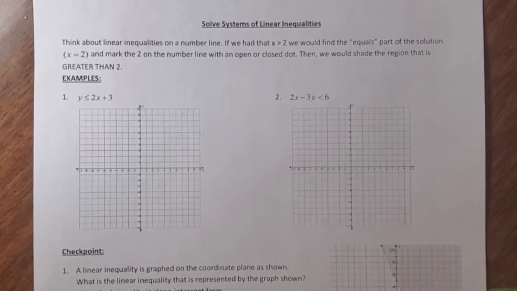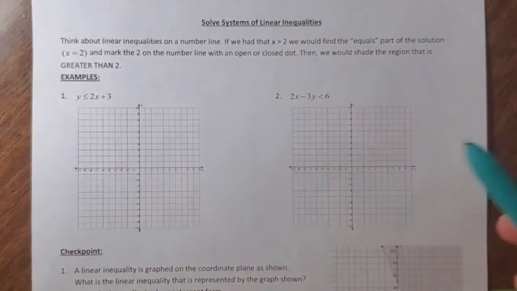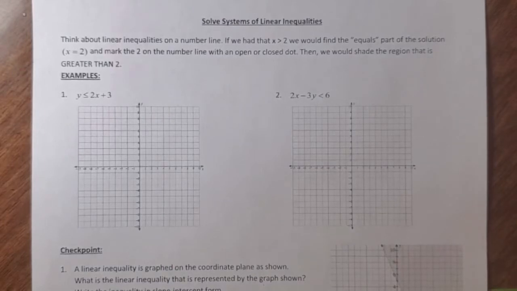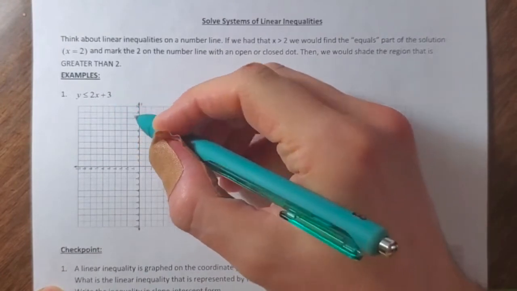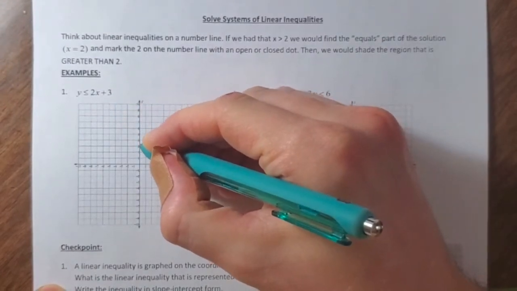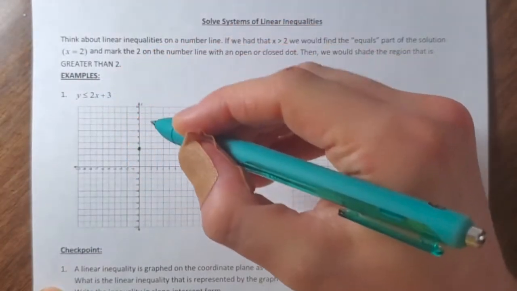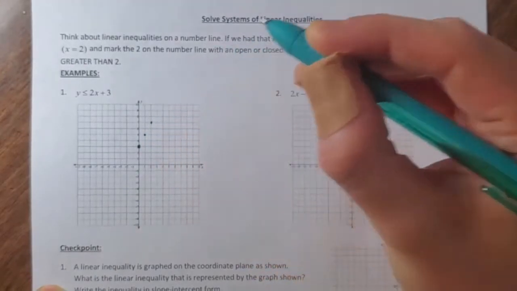So getting started with number one, the first thing to do is to rewrite each of these in slope-intercept form. That makes these a little bit easier to graph. This one is already written in slope-intercept form for us, so we can just read it straight from our inequality and graph from there, which says we have a positive 3 for our y-intercept. So let's go ahead and place our first point down at that positive 3. Now we can use our slope of positive 2, and we'll count up 2 over 1, up 2 over 1.